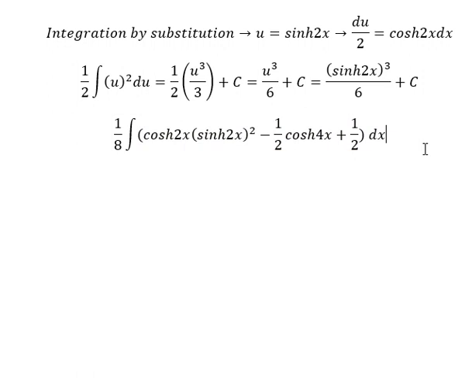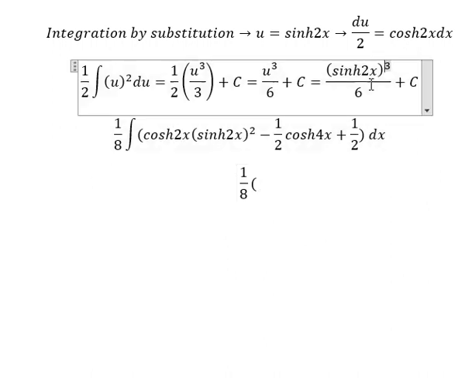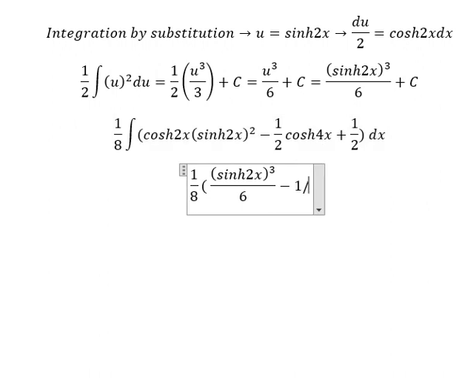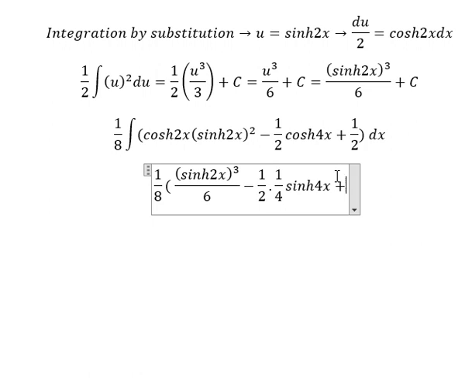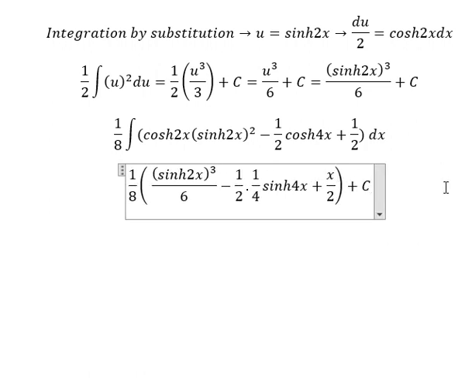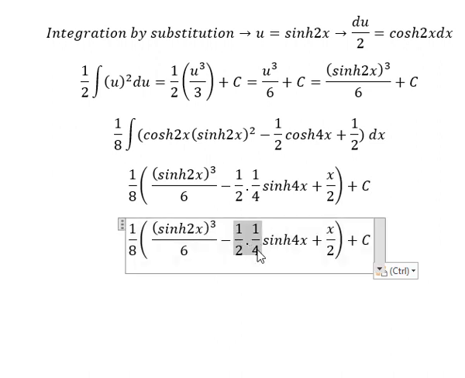And now we can get the final answer. The integration of this one, we have this one. The integration of cosh 4s, we have 1 over 4 sinh 4s. The last one is s over 2, and we put c. This one we have 1 over 8.